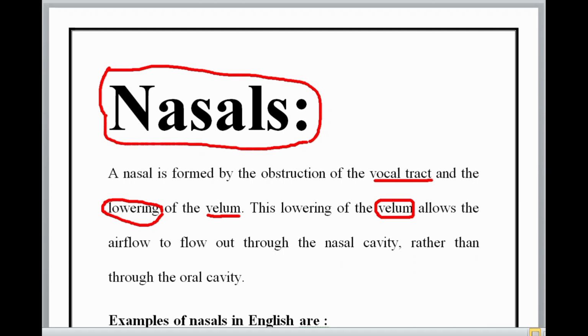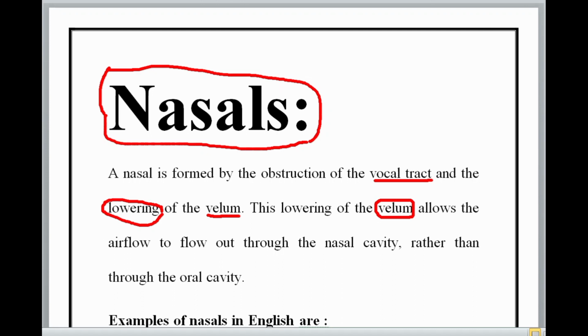What happens when the velum comes down, its direction is downward. Then the air starts flowing through the nasal cavity rather than through the oral cavity. The oral cavity we already know: it is the cavity of our mouth, and the nasal cavity is the cavity of our nose. We have to keep in mind that because of the velum, the airflow is from our nasal cavity rather than from the oral cavity.